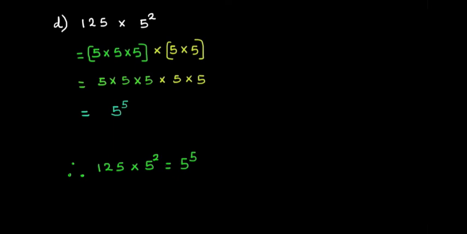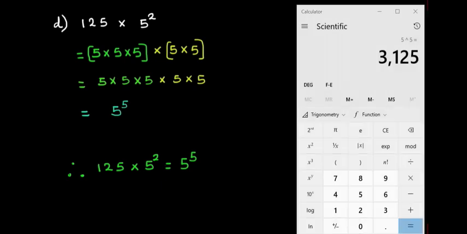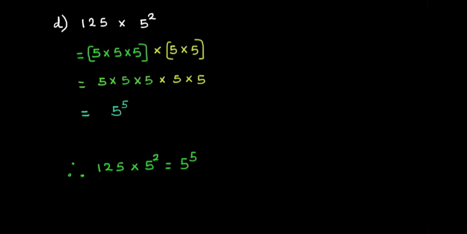Let us also check if our answer is correct. Let's get 125 times 5 squared. We get 3,125. And let's get 5 to the power of 5. Still we get 3,125. Therefore, our answer is correct.